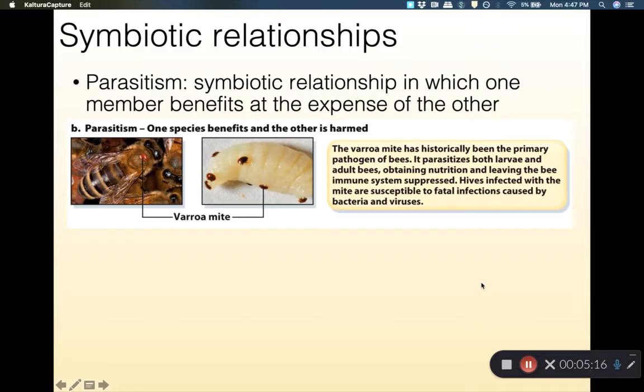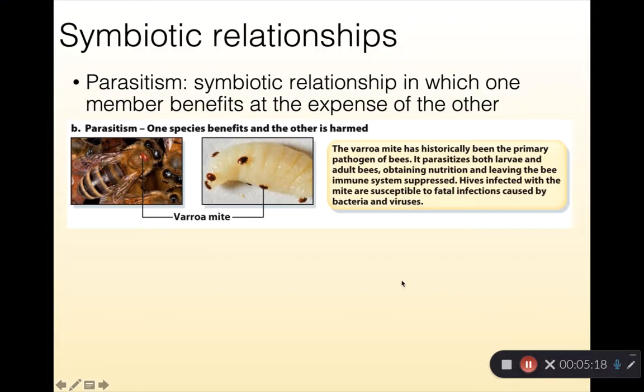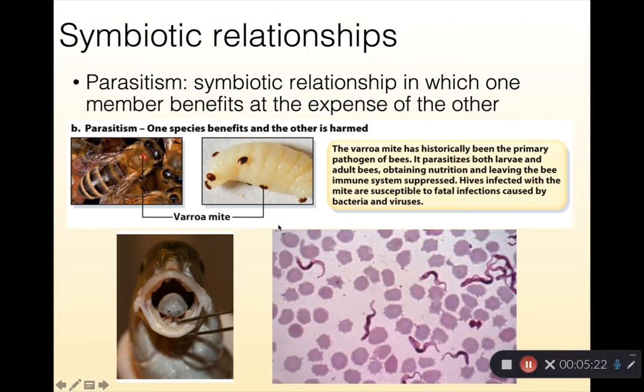Now, some forms of parasitism can actually be quite large. A lot of times when we're thinking about parasites, we're thinking about small bugs or other critters that are microscopic. But in some cases, parasites can actually be quite large. So this is a parasite that infects fish, and it goes in and actually eats the tongue out of the fish and continues to eat the nutrients that the fish is attempting to consume.